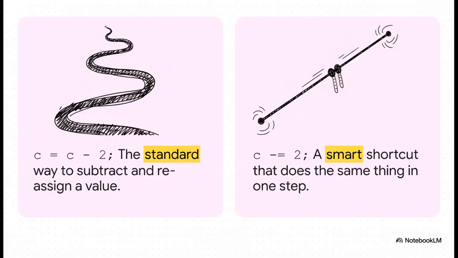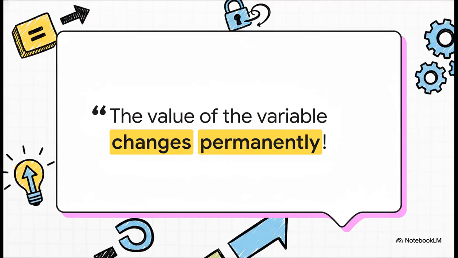Just take a look at this. On the left, you've got the standard way. A variable c equals itself minus 2. And on the right, the smart shortcut, c minus equals 2. They do the exact same thing, but the one on the right is way faster to type and honestly a lot easier to read once you get used to it. And here is the single most important thing to remember about assignment operators, that change is permanent. The variable's original value gets updated, and it stays that way. This isn't just a temporary calculation. You are fundamentally changing the value stored in that variable for good.